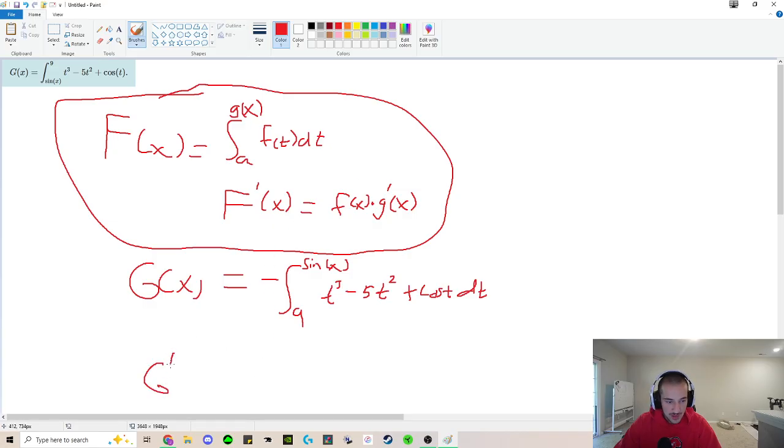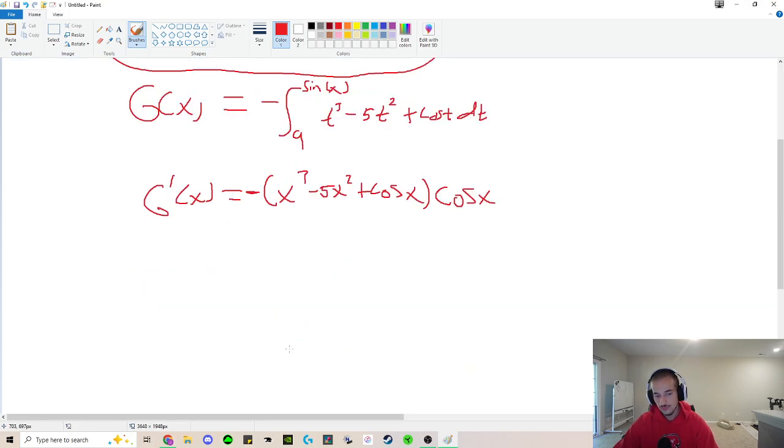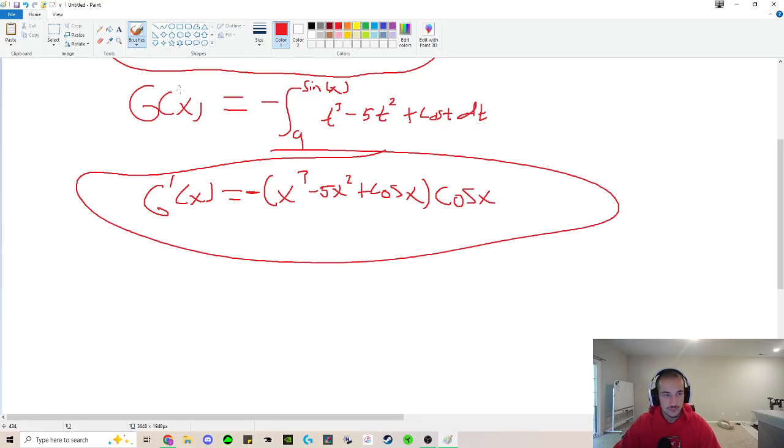So g prime of x is going to be what? Well, we know it's going to be x cubed minus 5x squared plus cosine of x. It's just going to be this inside part with x plugged in, of course. We should not have any t's because t is what we're integrating. And then now we multiply by the derivative of, and this should be actually a negative here. And then we multiply by the derivative of our g here, but g is sine. So this just means we're going to have cosine x. This would be your answer here.